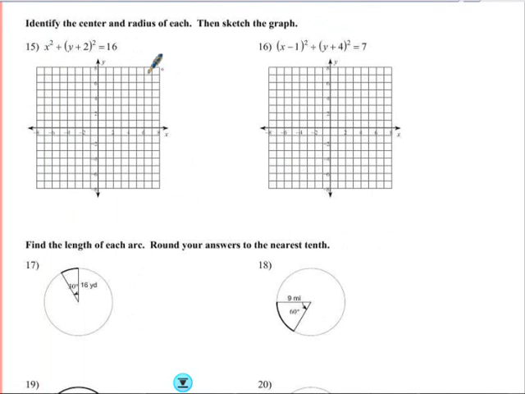Page 3, identify the center and radius of each and then graph. So this is 0, negative 2 with a radius of 4.